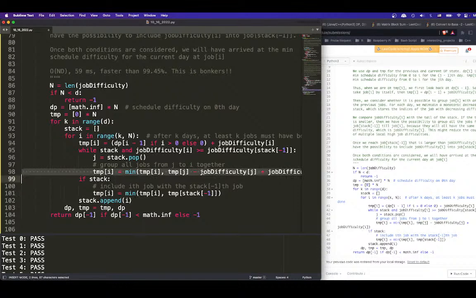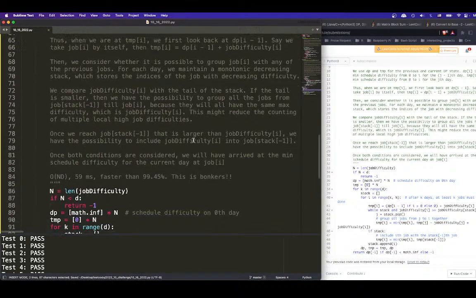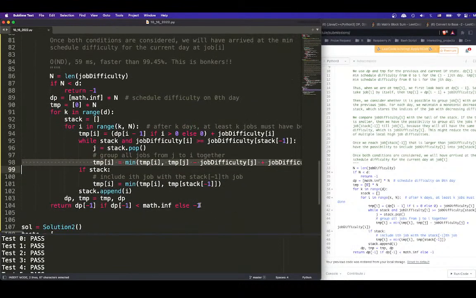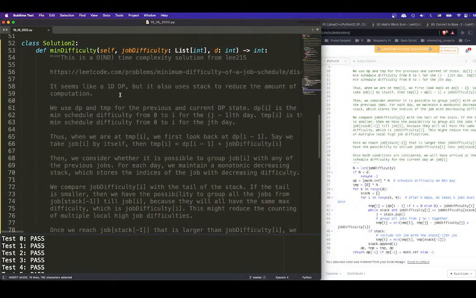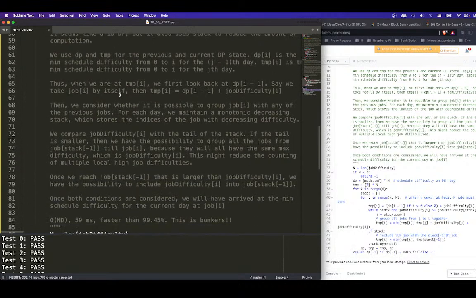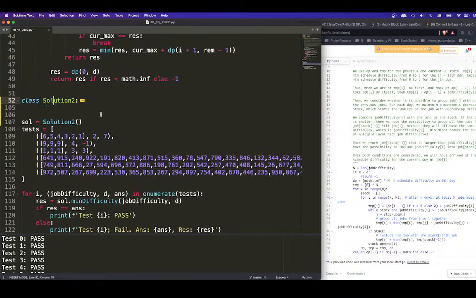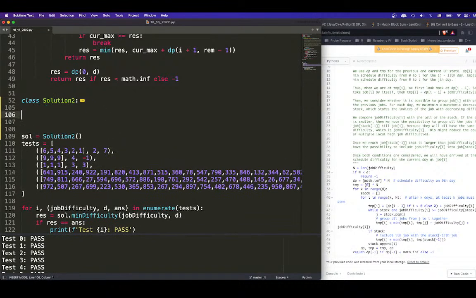Still difficult. Still difficult. You know what? I probably want to do this one more time. Yeah, let's do this one more time. Delete this. Don't delete it. Let's just hide it. So we'll do it one more time.